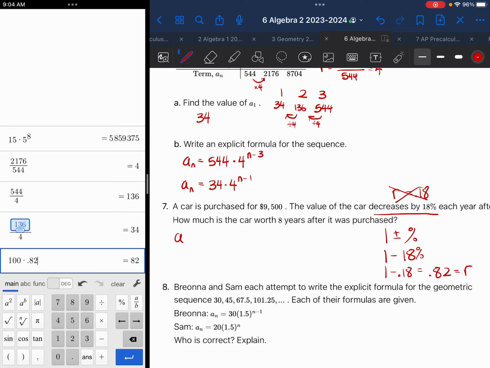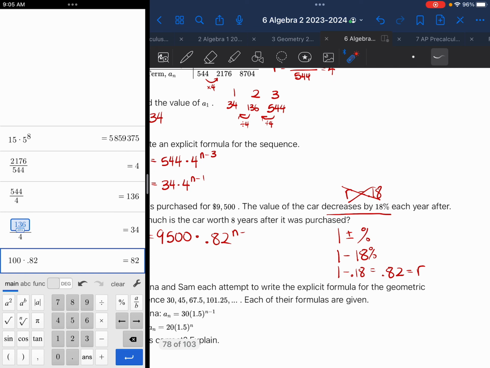So I can say my car value, A sub n, is going to be equal to, well, we need some starting price. And the only starting price that we have is $9,500. So I'll say $9,500. And we're going to keep multiplying by the common ratio of 0.82. And this is going to be to the power of n minus... Okay, well, what year did we buy this car? Do we buy it on the 0th year or the 1st year?